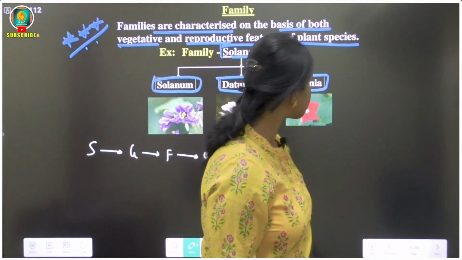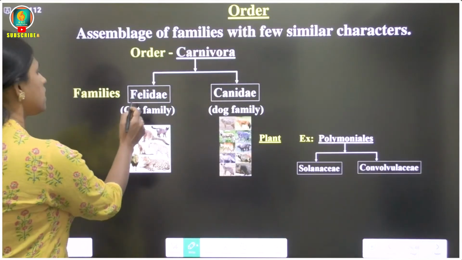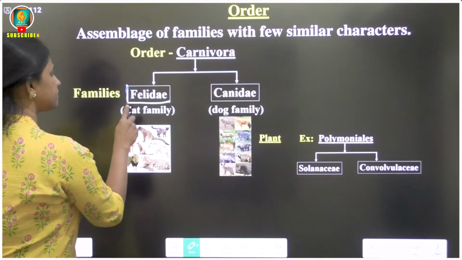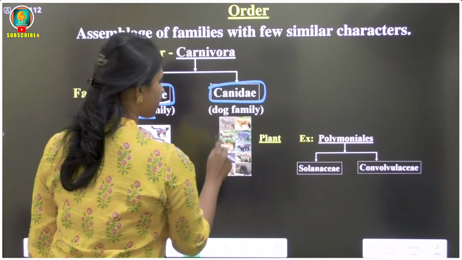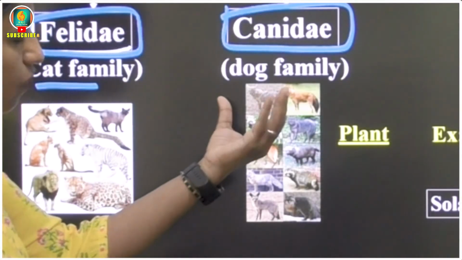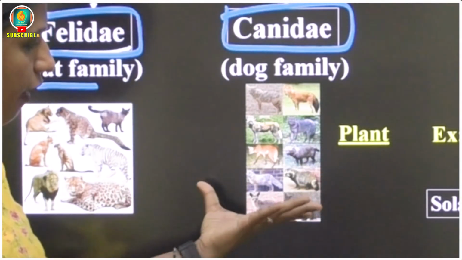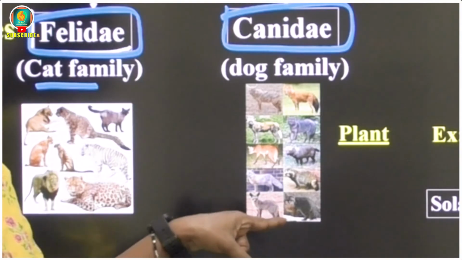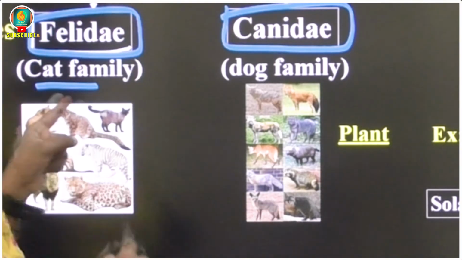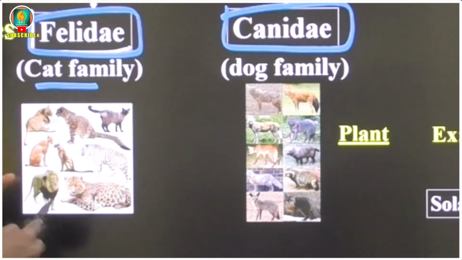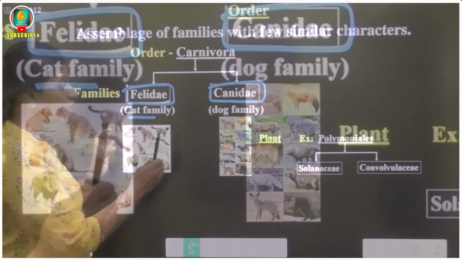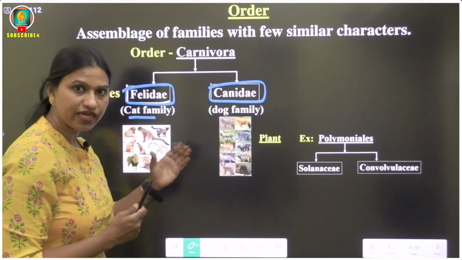Let us take the example of animals. See, Felidae is a family, the cat family. Canidae is a family, the dog family. Look at this diagram. Here almost all the dogs, your fox, hyena, everything has come under this family called Canidae. Whereas in the cat family, your lion, tiger, cheetah, leopard, normal cat, everything has come under this family. Both families are different, Canidae and Felidae.